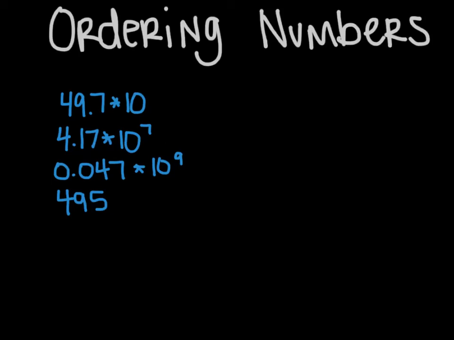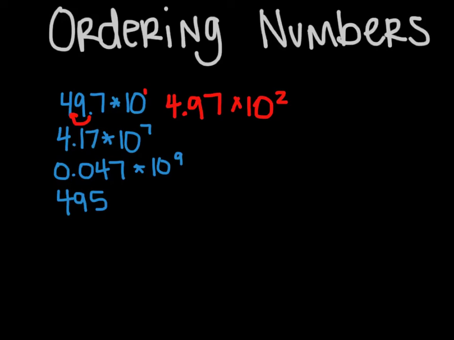So here we go. I'm going to put all of these into scientific form because they're almost all there. If you look at 49.7 times 10, we can write that as a power of 10. I just have to move the decimal one more time. So this is going to be 4.97 times 10. And there is an invisible 1 on there, 10 to the 1st power. So this is now going to become 10 to the 2nd power.